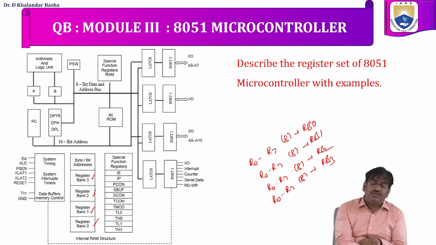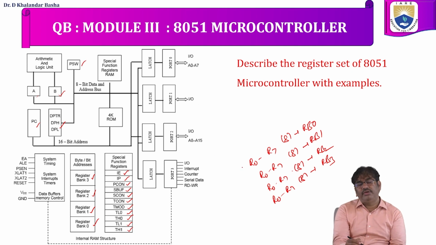Apart from that, we have special function registers for interrupts: interrupt enable and interrupt priority. For serial communication, PCON, SBUF, SCON registers. For timer usage, TCON, TMOD, TL0, TH0, TL1, TH1. Apart from this, we have a DPTR register which is used for loading the external memory address, the program counter, which will contain the current memory location which the controller has to execute, and the accumulator and B, which will process the data for the ALU.